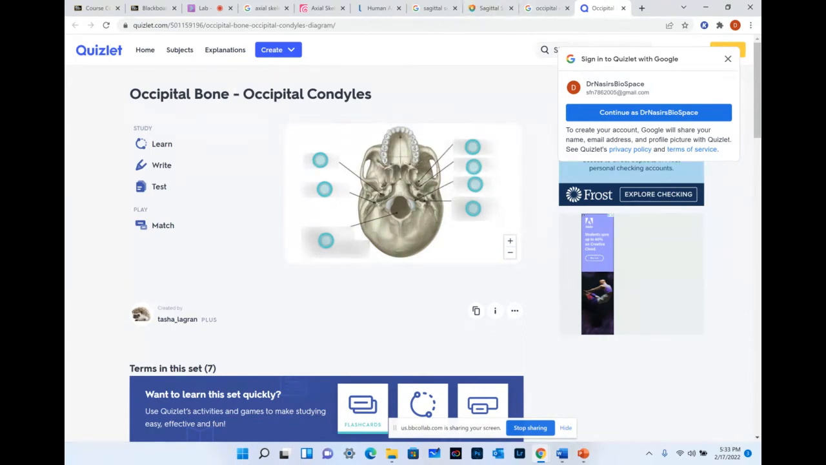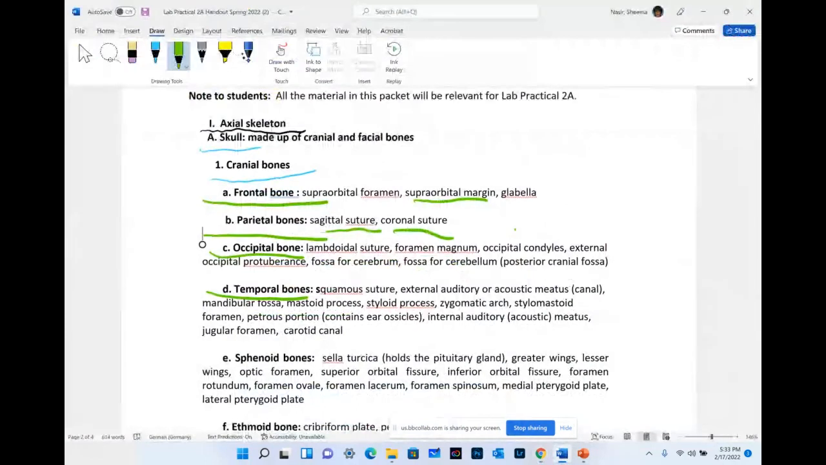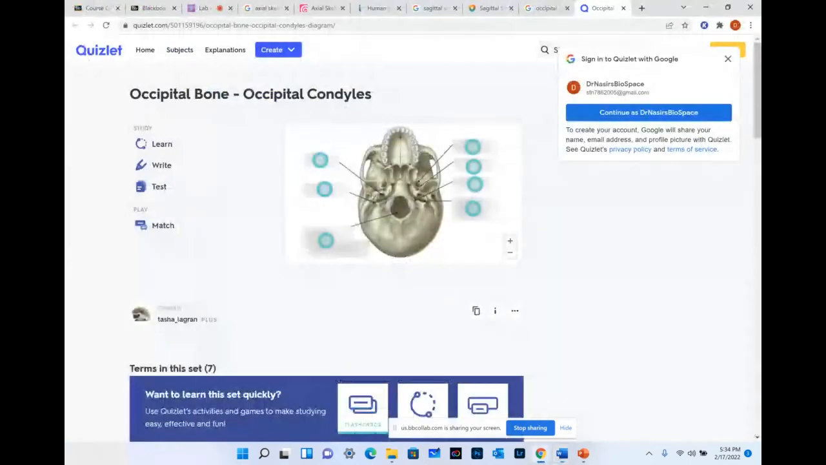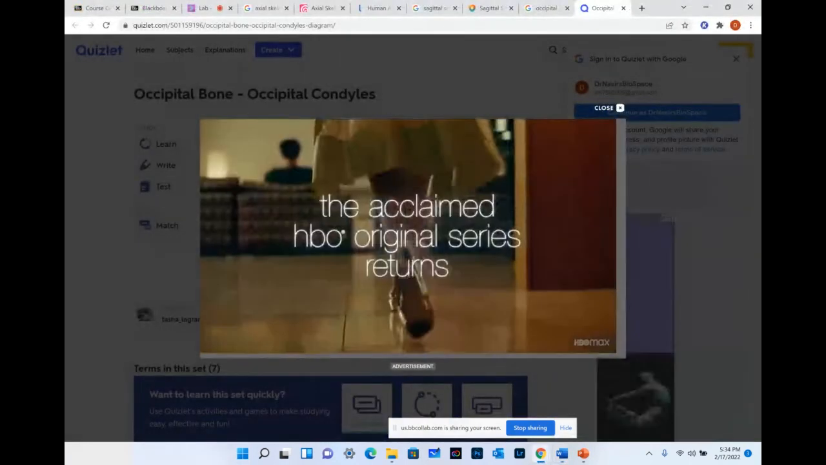Now we are going to look at the next, which is your temporal bone. So in the temporal bone, we are going to do squamous suture, external auditory meatus or acoustic meatus or canal. It's the same name. It's the same thing with different names. Then there is your mandibular fossa, mastoid process, styloid process, stylomastoid foramen, zygomatic arch, petrous portion, internal auditory meatus, jugular and carotid canal.